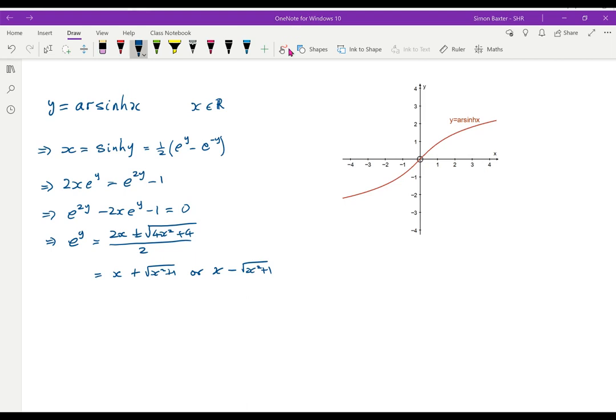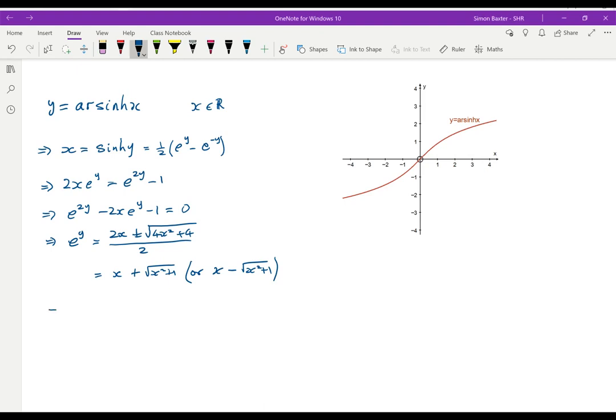Now, in the latter case, this is going to be always negative. If x is a negative number, it's negative. If x is a positive number, root x squared plus 1 is bigger than x, so this is negative. So we can't use that. On the other hand, down here, if x is negative, this is a larger positive number in size, so the whole lot is positive. And if x is positive, this is positive. So this allows us to have e to the y for all values of x.